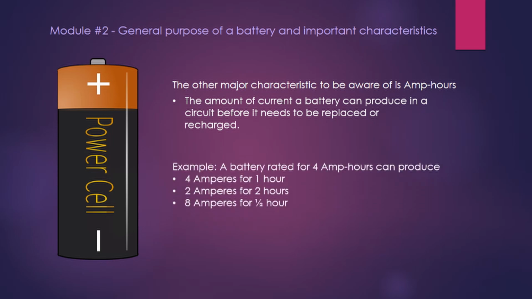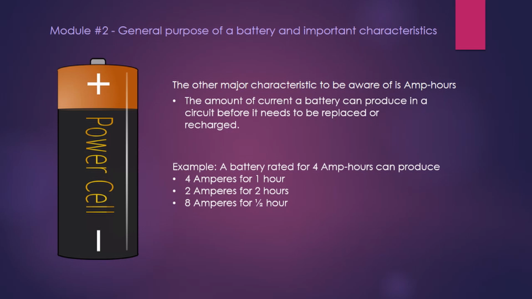Here's an example on how amp hours work. A battery rated for 4 amp hours can produce 4 amps for 1 hour, 2 amps for 2 hours, or 8 amps for 1/2 hour. It can be difficult to find a battery that meets the exact voltage and ampere hour requirements that your circuit needs.